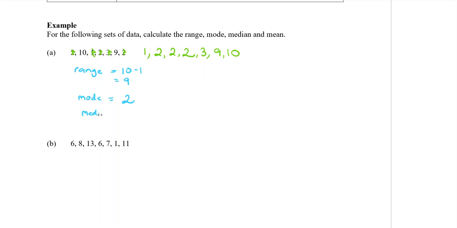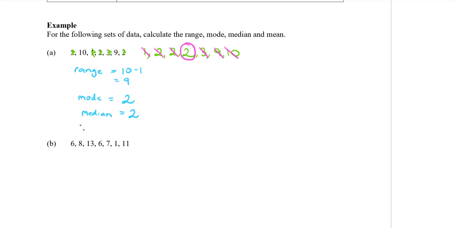The median is the middle. Now, what I usually do is I cross off from the beginning and the end to find where the middle is. If you don't want to cross out your numbers, you can do it with your hands where you're just moving them in to find where the middle spot is. But I'm going to cross off. 1 would cross off with 10. 2 crosses off with 9. 2 crosses off with 3. And that leaves one number in the middle, which is a 2. So that means the median is also equal to 2.